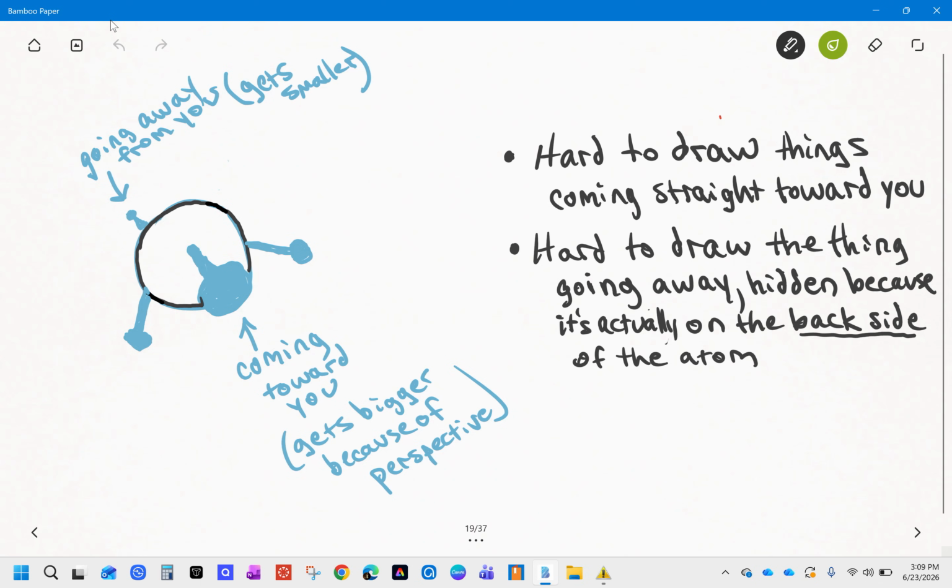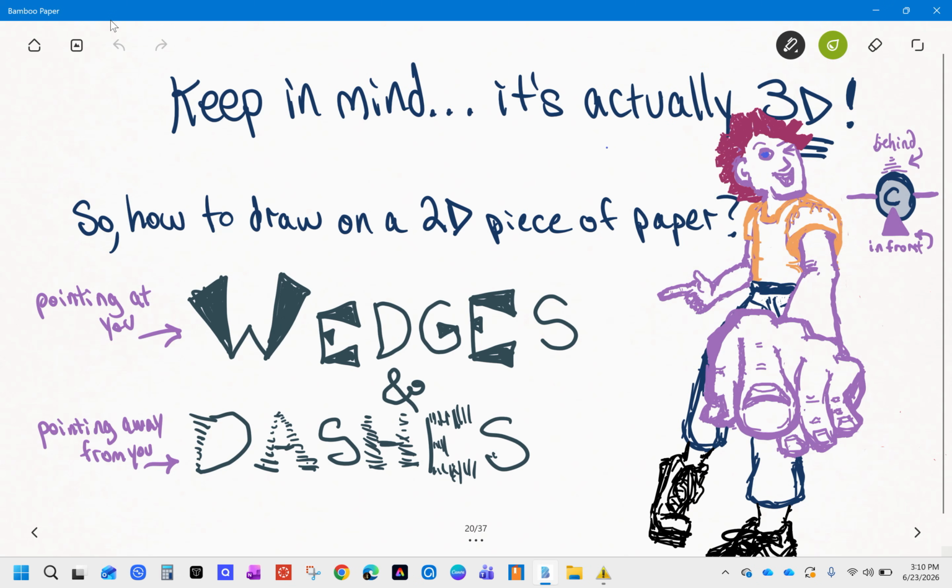When we're actually drawing this, it's really hard to make it obvious that this one's coming out toward you, and this one's actually in back. You can't really see it because it's in the back, but you have to draw something to indicate it's back there. And then this bond's coming off the side. That's really hard and it takes too long. So how do we represent that on the page? Well, we use wedges and dashes.